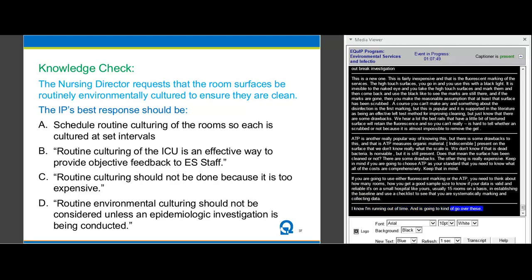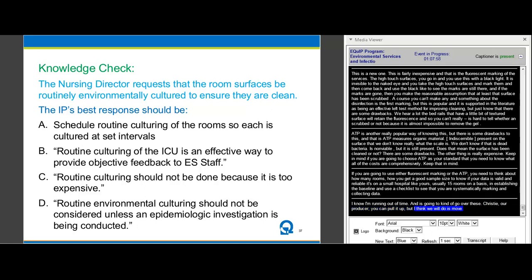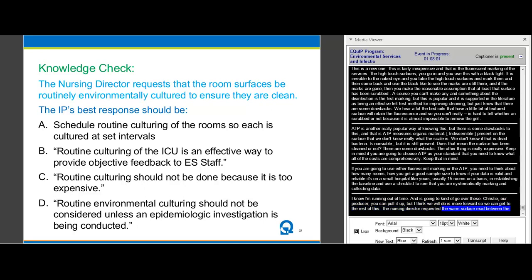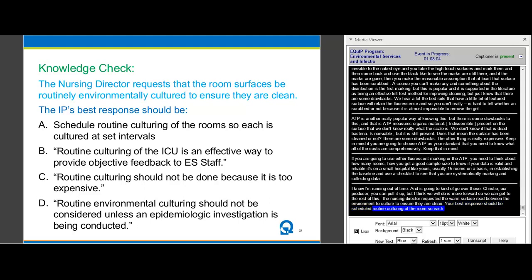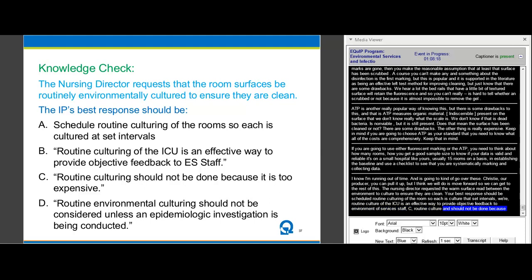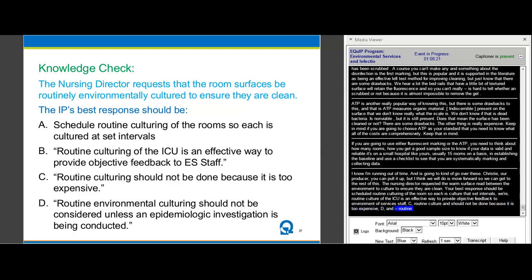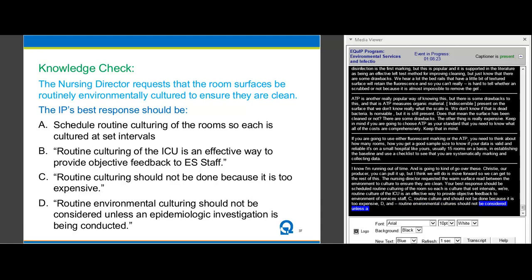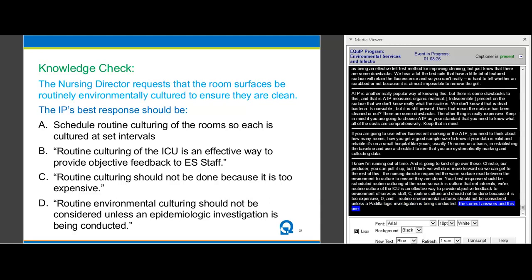The nursing director requests that the room surfaces be routinely environmentally cultured to ensure that they're clean. Your best response should be A, schedule routine culturing of the room so each is cultured at set intervals. B, routine culturing of the ICU is an effective way to provide objective feedback to environmental services staff. C, routine culturing should not be done because it is too expensive. Or D, routine environmental culturing should not be considered unless an epidemiologic investigation is being conducted. And as we talked about before, the correct answer on this one is D. In an outbreak situation you may want to culture, but again, it is expensive and it's not the best way to provide feedback.